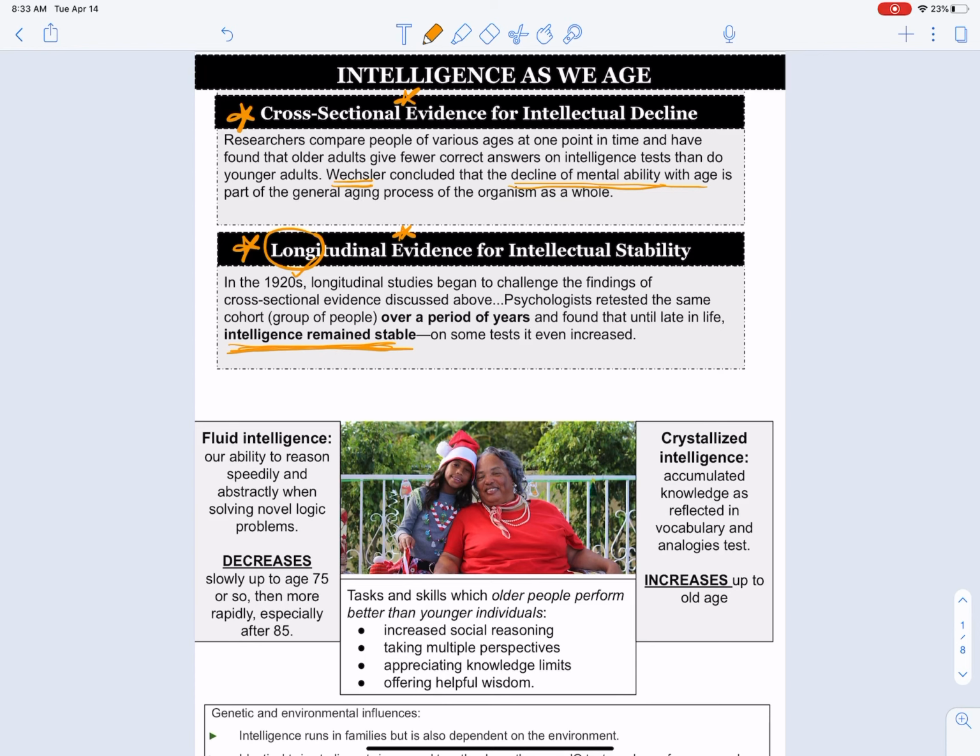But the real results came when they compared the results from when they were 11 and the results when they were 80, and they found that intelligence actually really remained stable over the course of their life. On some tests, it even increased, and then on some it decreased due to a number of factors. But generally speaking, intelligence does remain stable over the course of an individual's life. Okay, so that's very important to know.